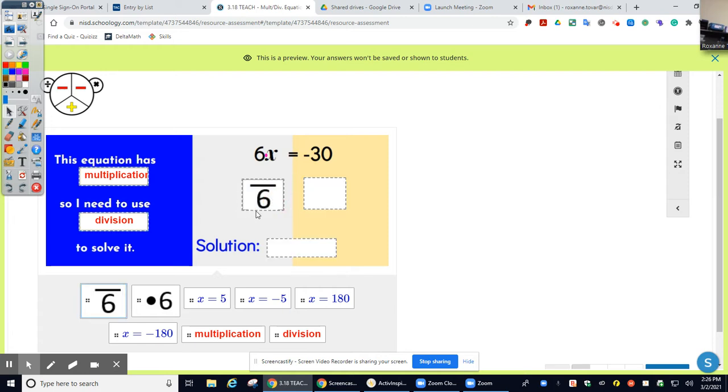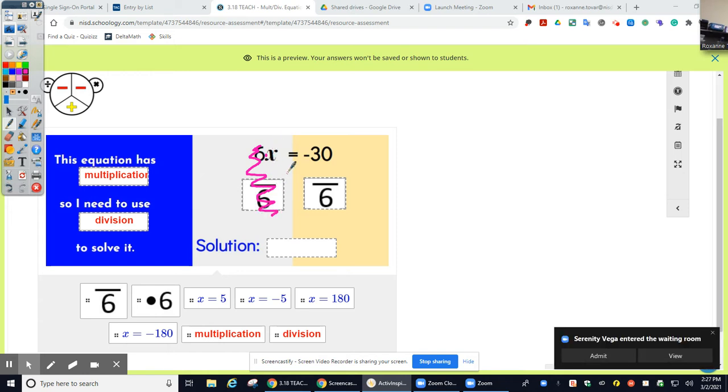So remember, to be fair, what I do to one side, I have to do to the other side. So if we divide by 6 on this side, we now have to divide by 6 on this side. And remember, 6 divided by 6 is 1, which leaves us with just 1x. So we got x all by itself. And then negative 30 divided by 6 is a negative 5.